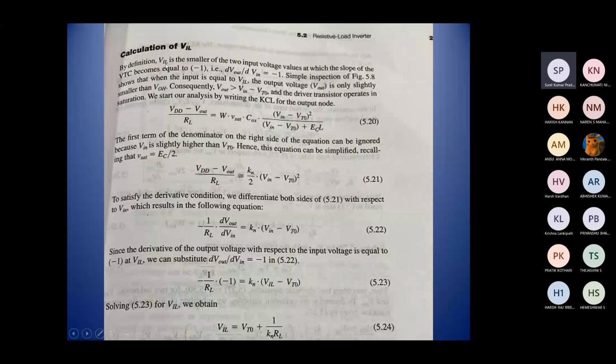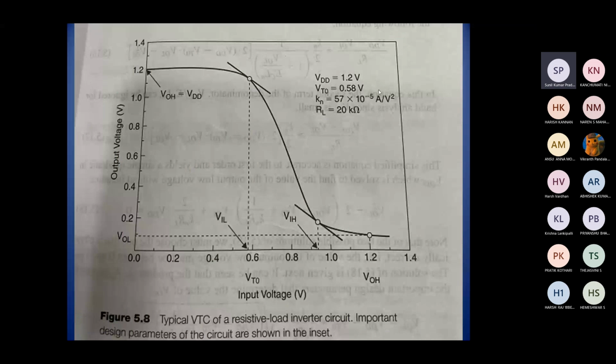By simple inspection, we can see this in the figure, which is the voltage transfer characteristics. In these cases, our slope is actually unity, so dVout/dVin is equal to -1. That is the point we have to take into consideration. This voltage transfer characteristic of the resistive load inverter circuit is very important.